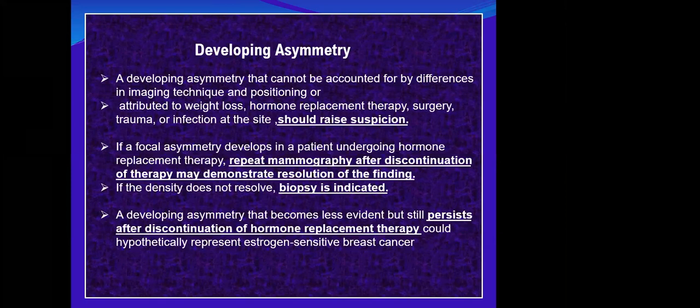A developing asymmetry that becomes less evident but still persists after discontinuation of hormonal therapy, you have to follow it up and make sure what is the nature of that. It can be just still estrogen-sensitive breast cancer.